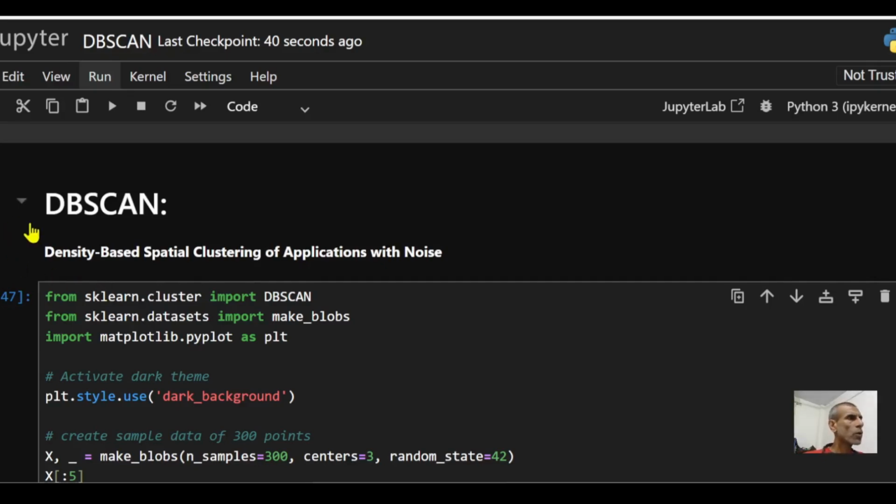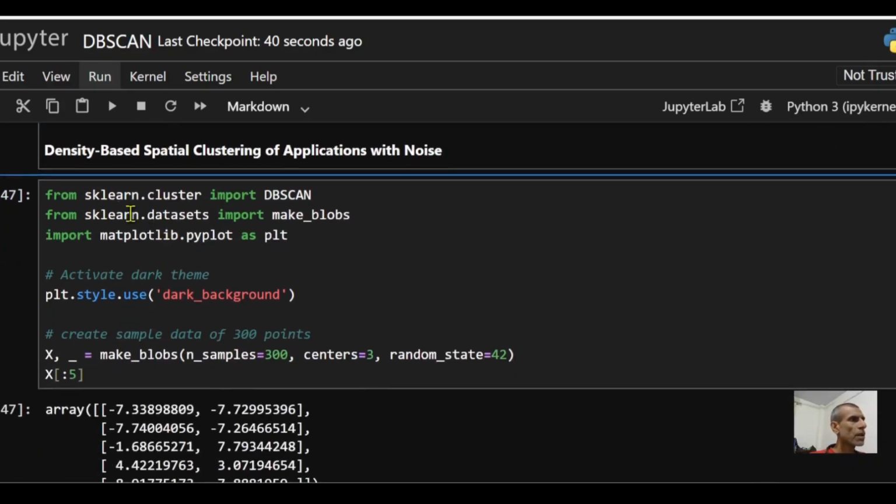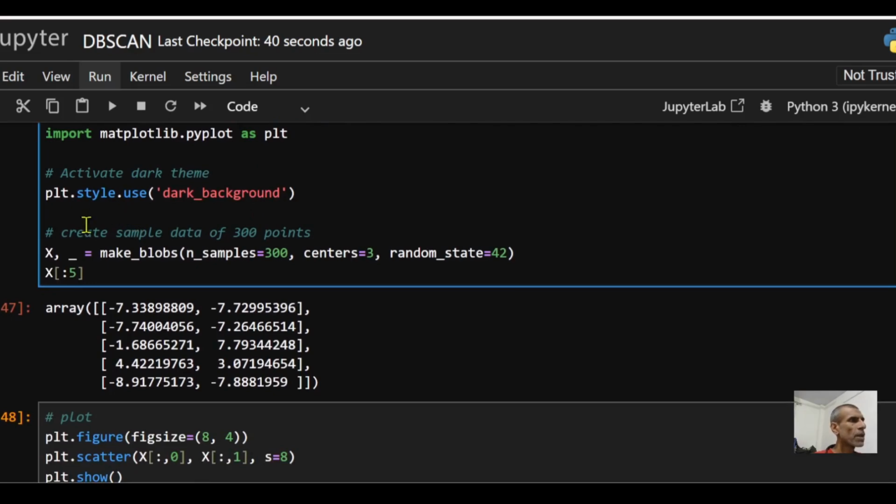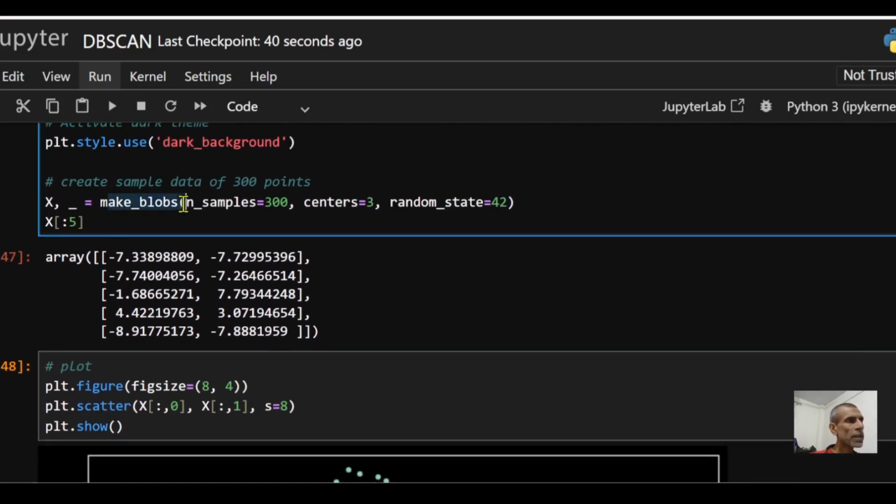Now let's look at the code of DBSCAN. From sklearn, I'm importing DBSCAN. I'm also importing make_blobs, which is going to be responsible for creating your data set. So first thing I do, I create a data set. I'm creating 300 samples, and I want 3 clusters. And then I print out my data set.